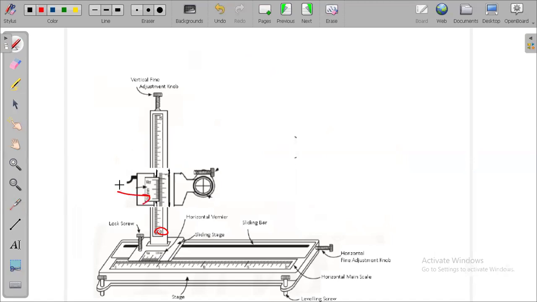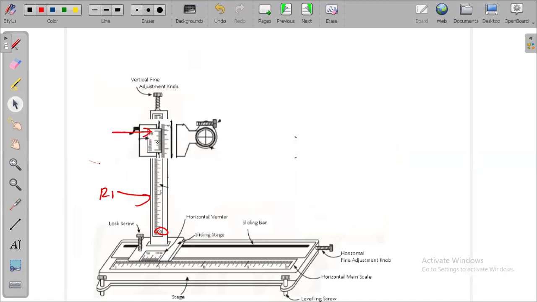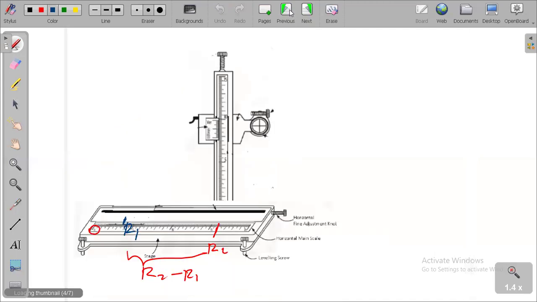Now you are going to take the reading R1 over here, and then you slide it over to the next position and read it as R2, and your vertical height, the vertical length, will be what? R2 minus R1. That is how you can take a horizontal reading as well as a vertical reading from this traveling microscope setup.